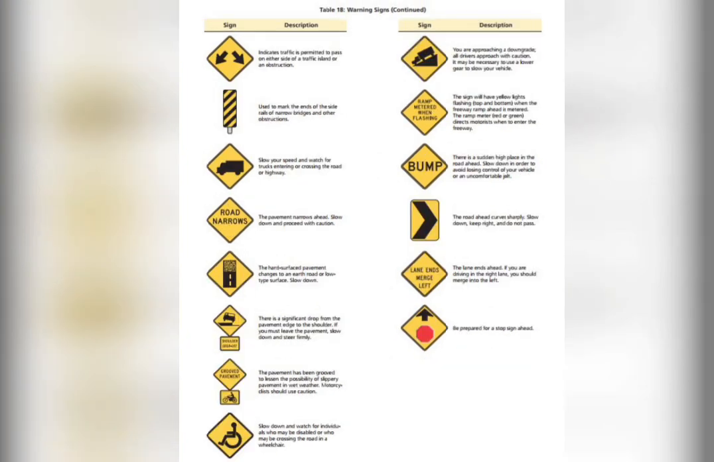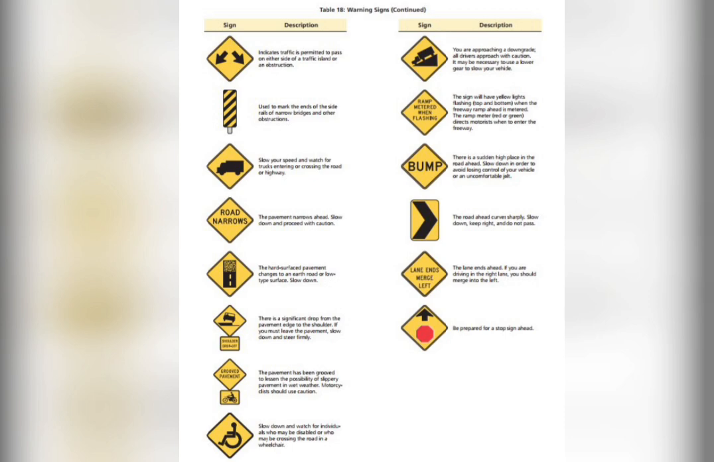Table 18, warning signs continued. Sign and description: indicates traffic is permitted to pass on either side of a traffic island or an obstruction used to mark the ends of the side rails of narrow bridges and other obstructions. Slow your speed and watch for trucks entering or crossing the road or highway.